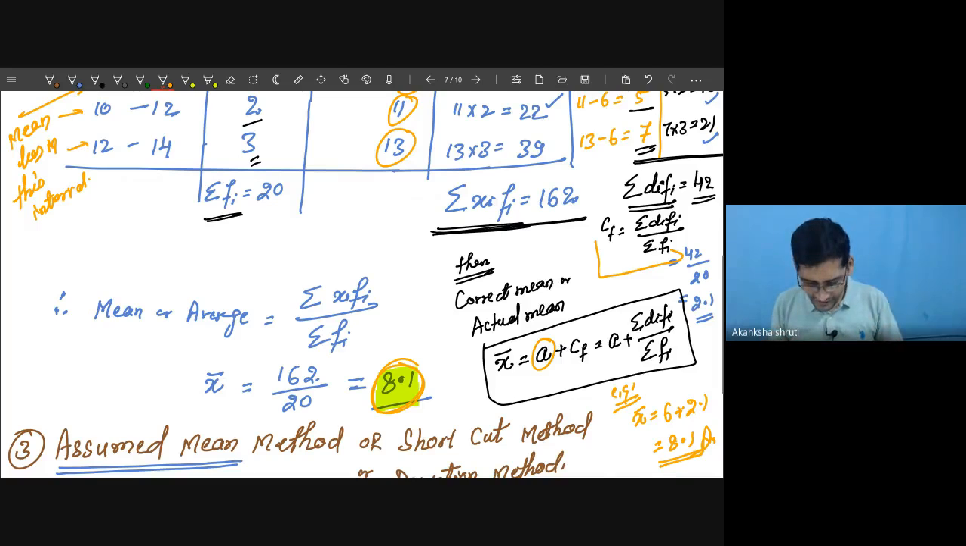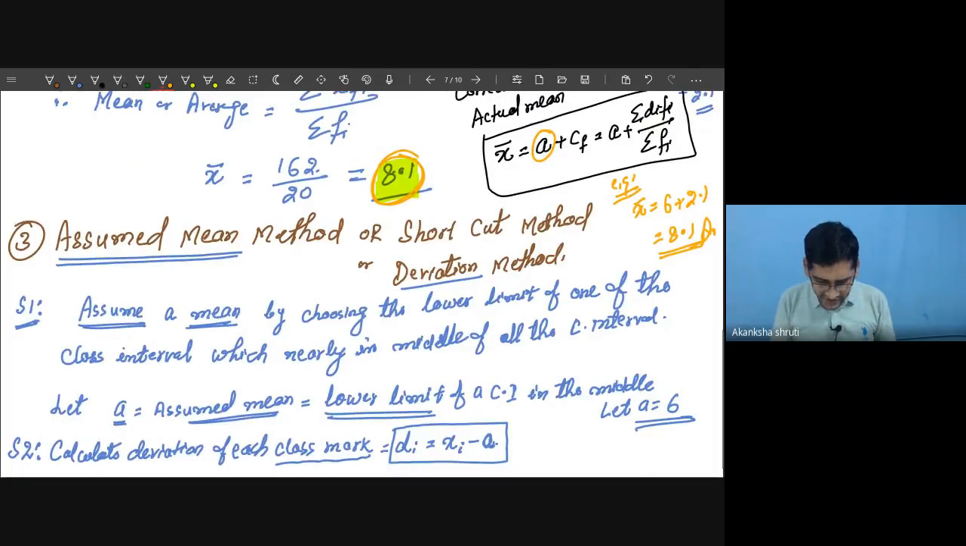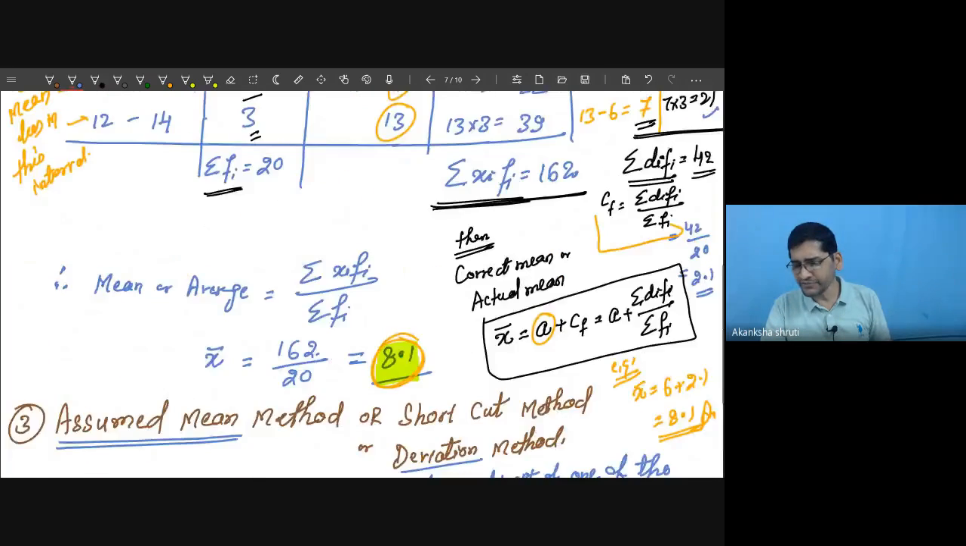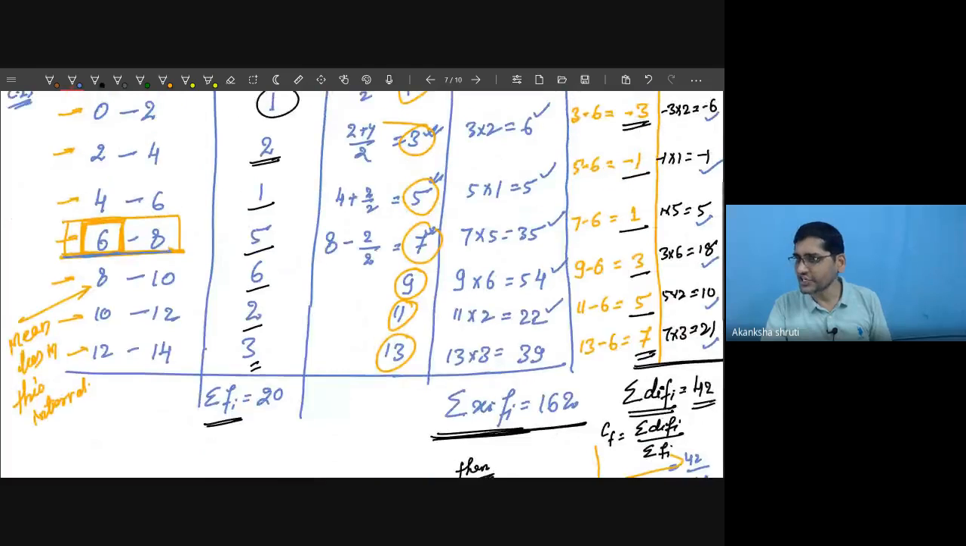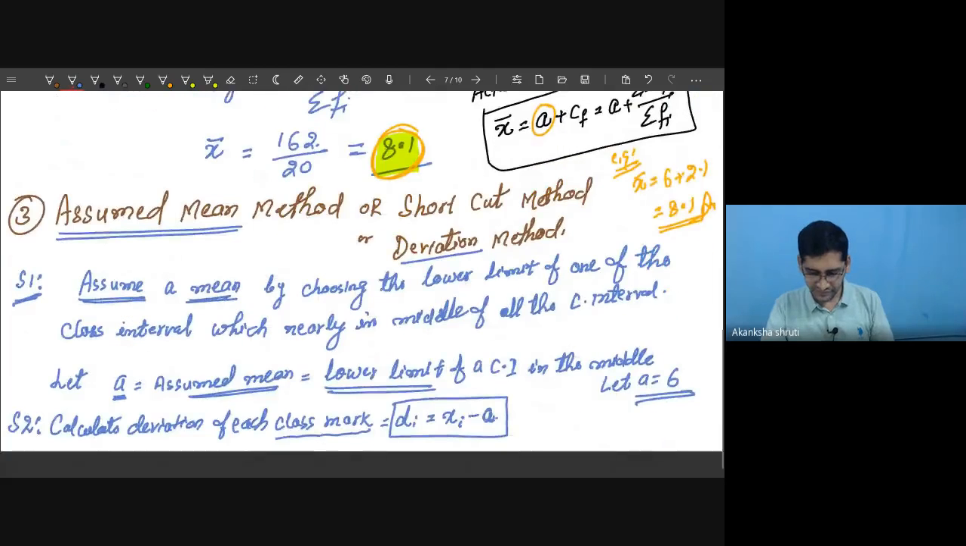So assumed mean simply means first you have to assume the mean. First step, assume A. A is our assumed mean, which is the lower limit of the class interval in the center or middle. You are free to choose even the upper limit also. Accordingly, this correction factor will become negative or will change its value.